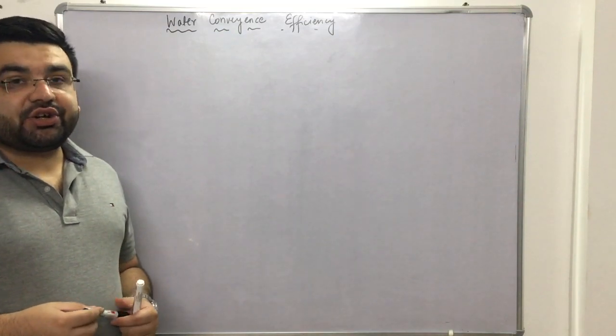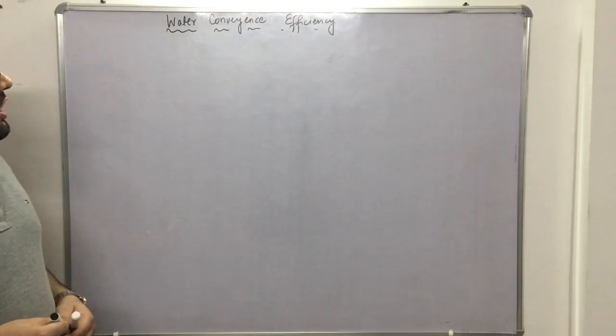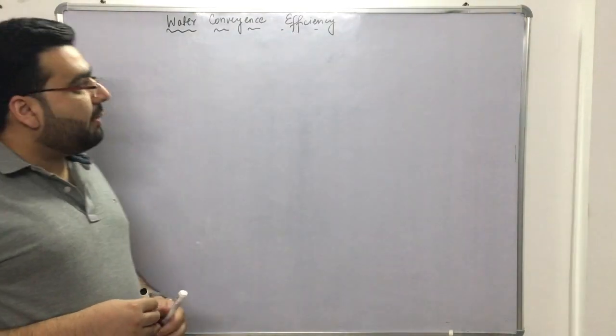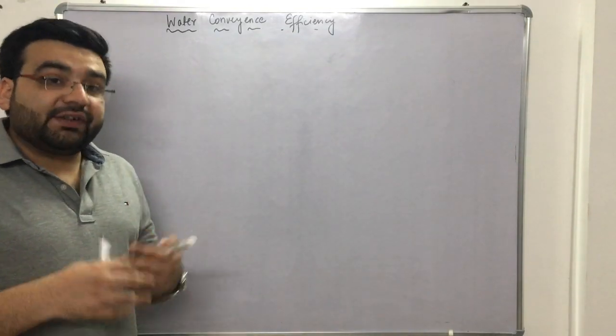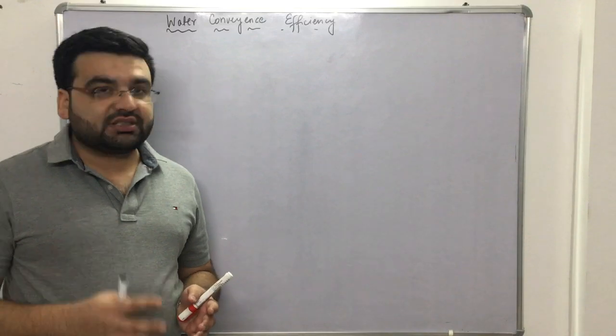Subject: irrigation engineering. Chapter: irrigation efficiencies. Topic: water conveyance efficiency. So now students, we will be discussing in this chapter the various types of efficiencies that we generally see in the irrigation engineering subject, right?